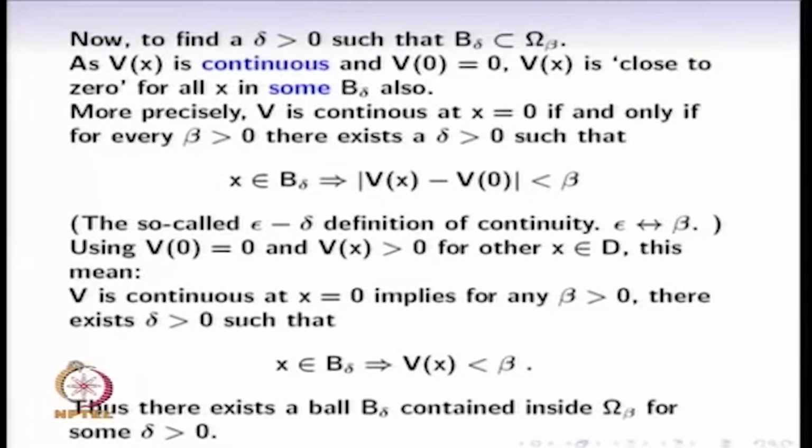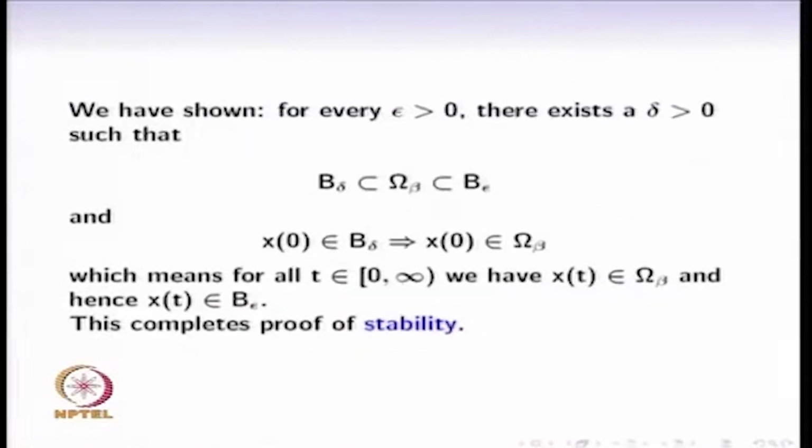We are able to find some positive delta such that the ball B delta is contained inside the set omega beta. So what we have shown is, no matter what epsilon greater than 0 we start with, there exists a delta greater than 0 such that these two inclusions hold. B delta is contained inside this omega beta set. Omega beta is not a ball, it is a set only. This omega beta set itself is contained inside this larger ball B epsilon.